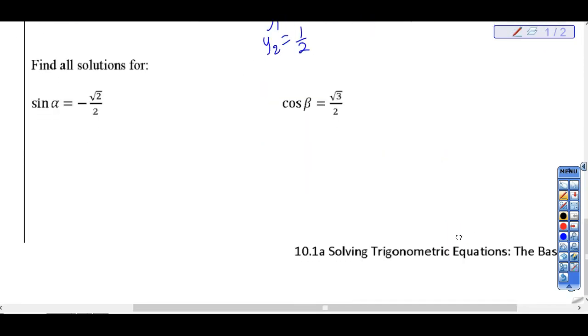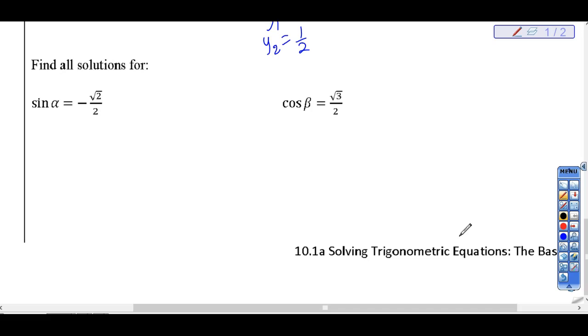All right. So here we go. Find all solutions. You try. Find all solutions for sine of alpha equals negative square root of 2 over 2. So my first question to you is this. What special right triangle does the sine equals the square root of 2 over 2 make you think about?